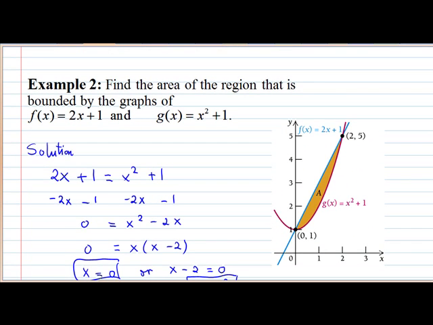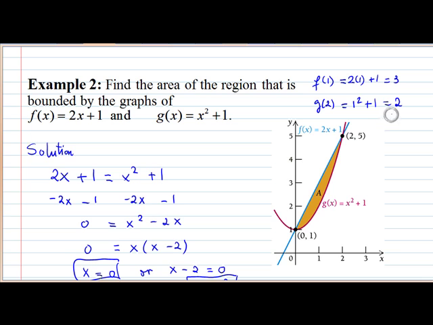You evaluate the function f at 1, and you evaluate the function g at 1. So 2 times 1 plus 1 equals 3. And for this one, I have 1 squared plus 1 equals 2. You see that when x equals 1, which is somewhere in the middle here, the function f is 3 and the function g is 2. So you see that f is greater than the function g.